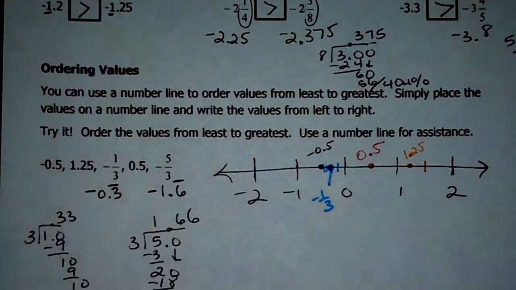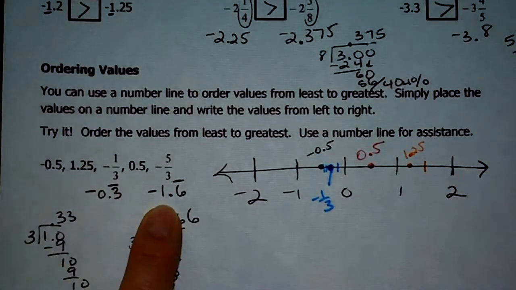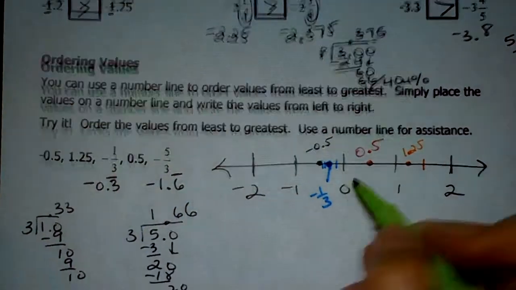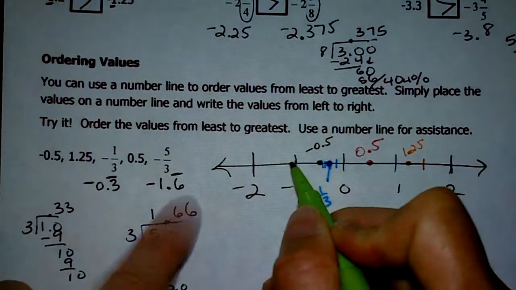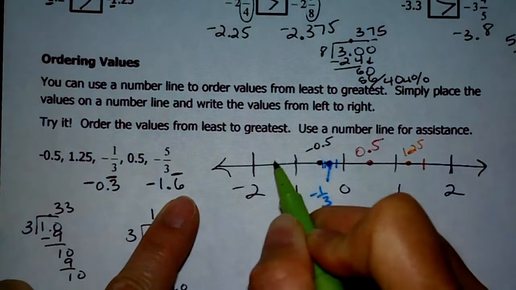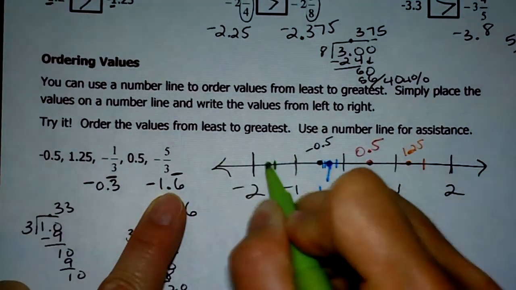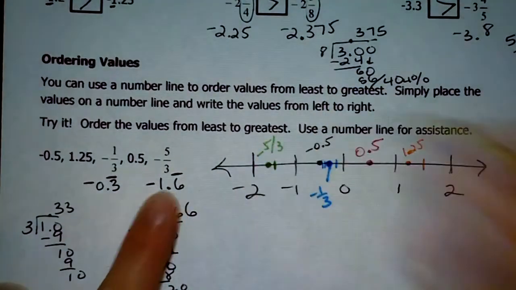And last but not least, we have negative 1 and 6/10 repeating. Here's 0, here's negative 1. Here would be negative 1.5, and negative 1 and 6/10 repeating would be a little bit more than that. So there's my negative 5/3.